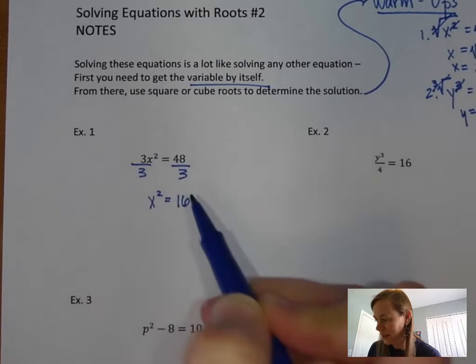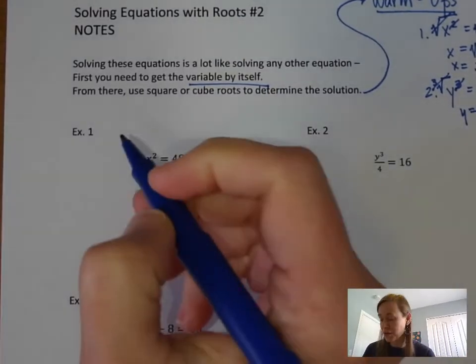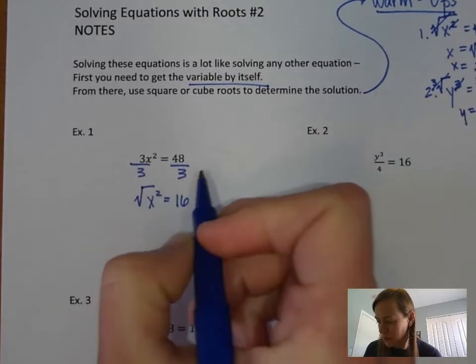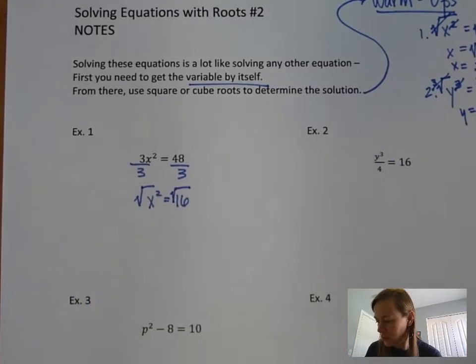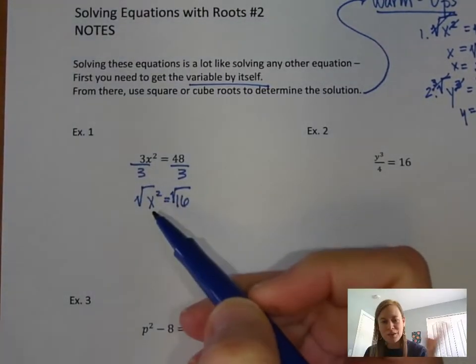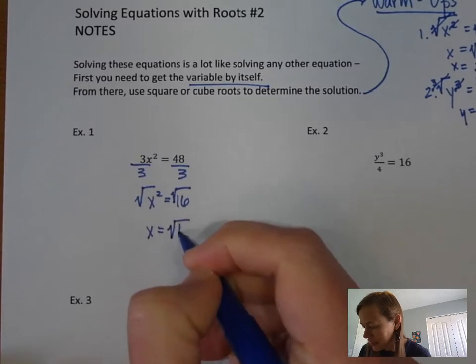Feel free to use a calculator for that right there. So now to find what x is equal to, you're going to square root both sides. How do I know to square root it? Because that exponent is a 2. If the exponent is 2, you want to square root both sides. Okay, so the square root is going to make that exponent go away, and you're going to be left with x equals square root of 16.